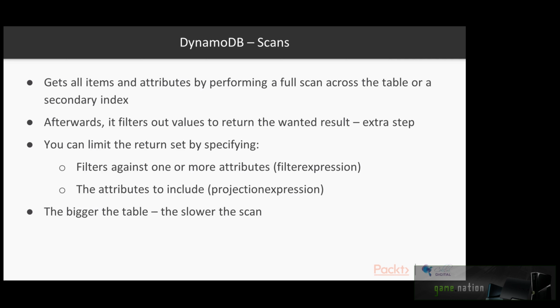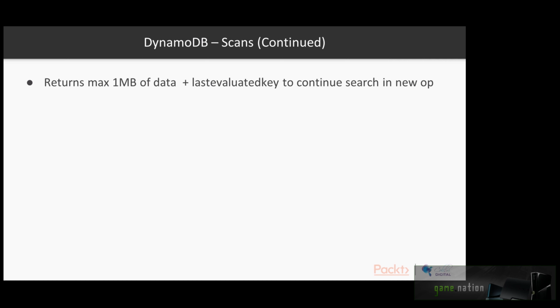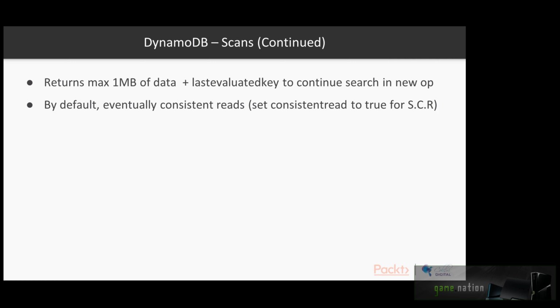This is the literal equivalent of writing a for loop. You're saying loop over every attribute in my list until I find what I'm looking for. So that means as the table grows, it's going to take longer and longer to get your results back. As with a query, the max return size is 1 megabyte. By default, the reads are eventually consistent, and you can set consistent read to true if you want. Scans are by default sequential, so like I said, it's literally a for loop.